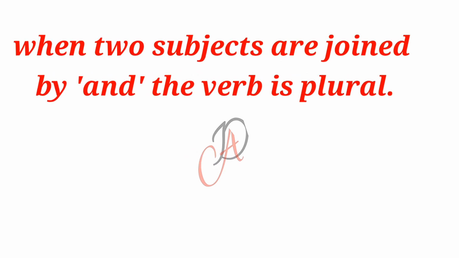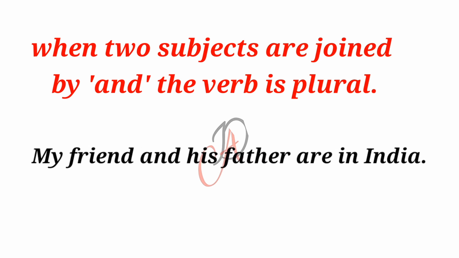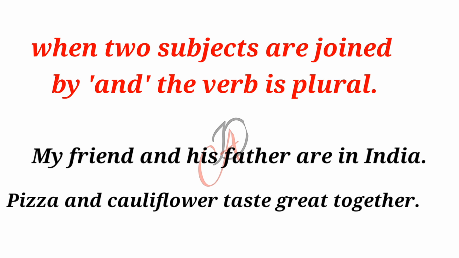When two subjects are joined by and, the verb is plural. For example, my friend and his father are in India. The next example, pizza and cauliflower taste great together. In both the examples, we have used plural verbs because the two sentences consist of two subjects and they are joined by the conjunction and, hence we use the plural verb. So let's move to the next rule, rule number three.